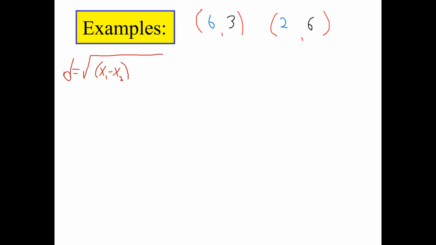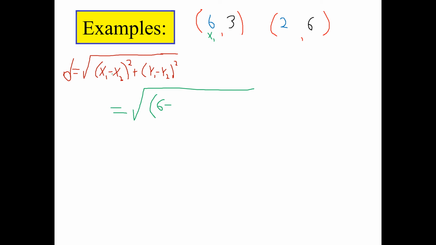It doesn't matter too much on the order, squared, plus y1 minus y2 squared. So let's fill this out. So I have the square root, and then I need to pull out my x's. So x1 is going to be right here. So I have 6. We have subtraction here.